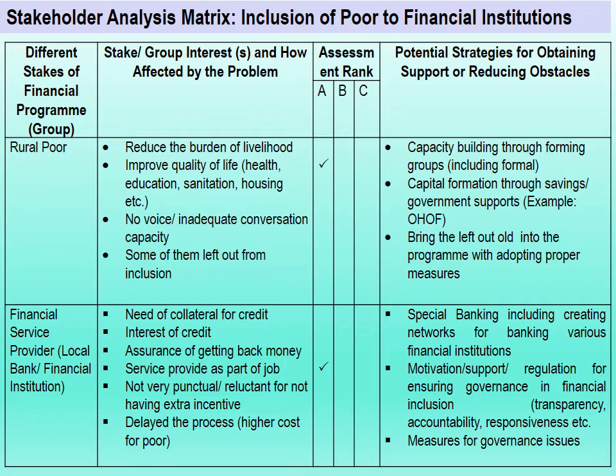It depends on the locality. Maybe 10 stakeholders, maybe 7, maybe 5. This is just to give you a sense of the local situation. So ladies and gentlemen, the first row says the stakeholder is the rural poor. What is the intention of the rural poor? To reduce the burden of livelihood and improve quality of life: health, education, sanitation, housing, etc.